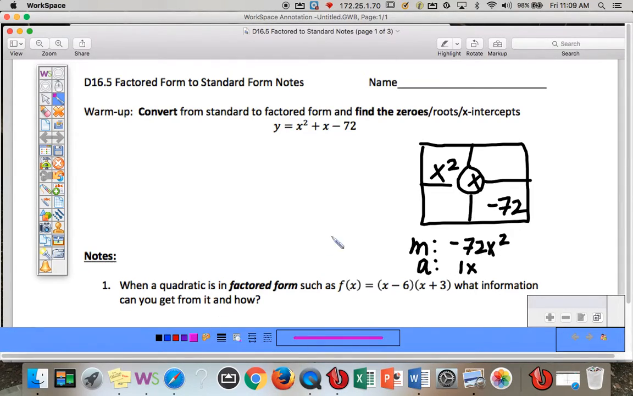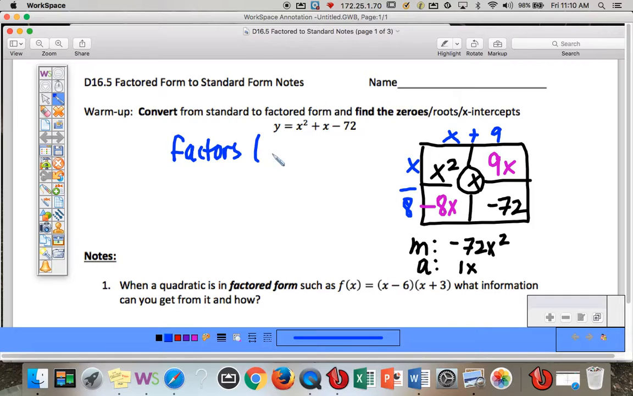So two numbers that multiply to 72 would be 8 and 9. In order for them to add to a positive 1, the 8 would be negative. So now we can get the outside of the box. We know x times x is x squared. 9 times x is 9x. Negative 8 times x is negative 8x. So these are the factors. They multiply to our trinomial. So x plus 9, x minus 8.